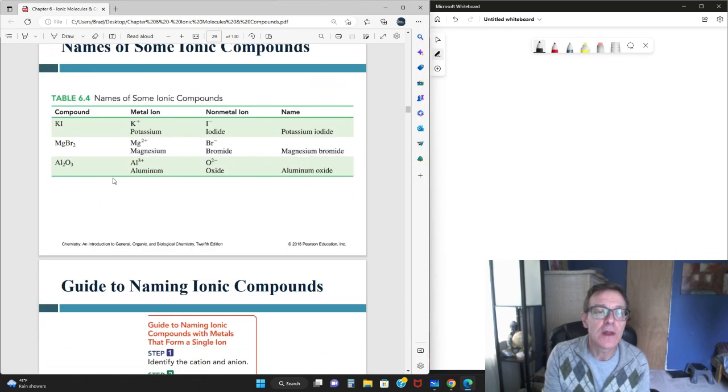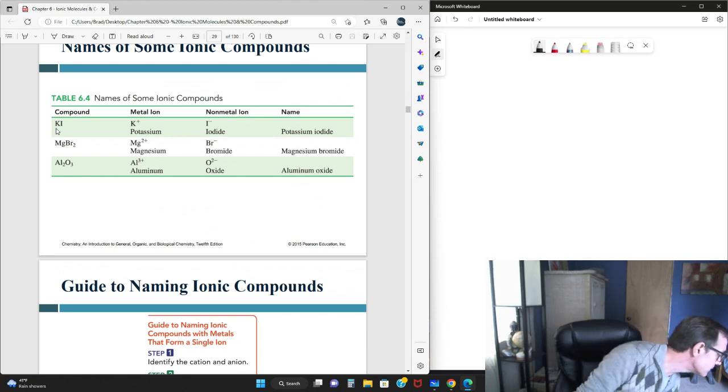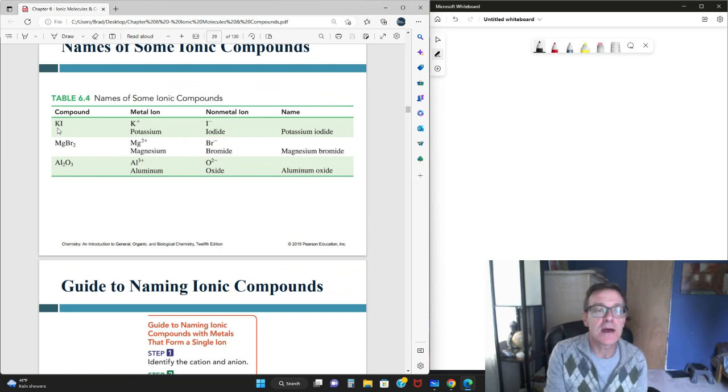Okay. So on the left, we have potassium, right? Which is group 1. That is the metal. Iodine. So potassium iodide. Magnesium is the metal. Bromine is the non-metal. Magnesium bromide. And lastly, the one we just looked at, aluminum and oxygen. Aluminum is the metal. Oxide is the non-metal.